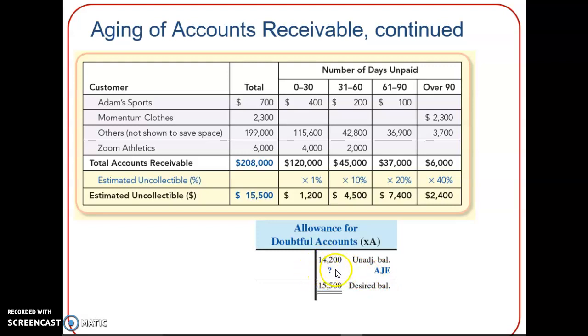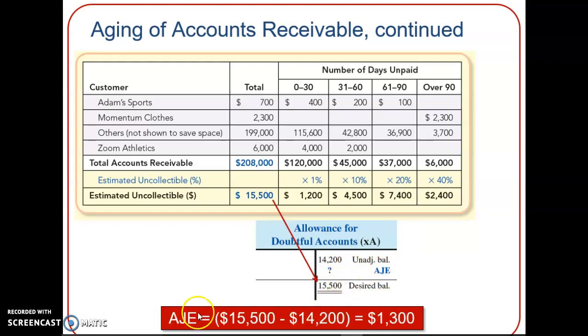$14,200 plus $1,300 equals $15,500, or $15,500 minus $14,200 gives you $1,300. So we need to make an adjustment journal entry of $1,300. The adjustment comes from $15,500 minus $14,200.